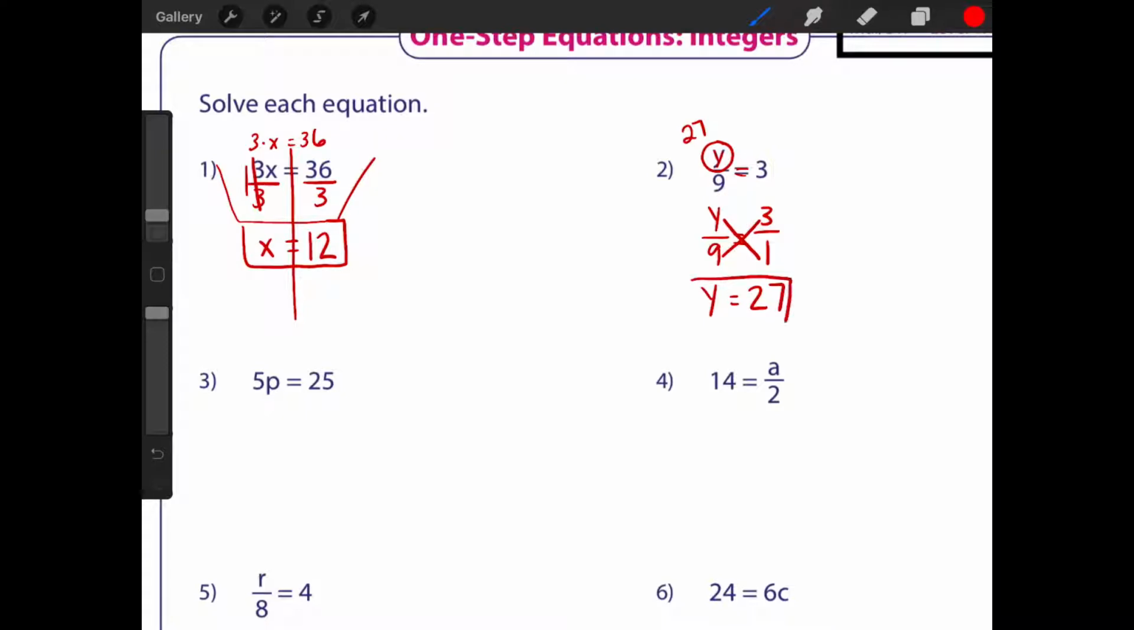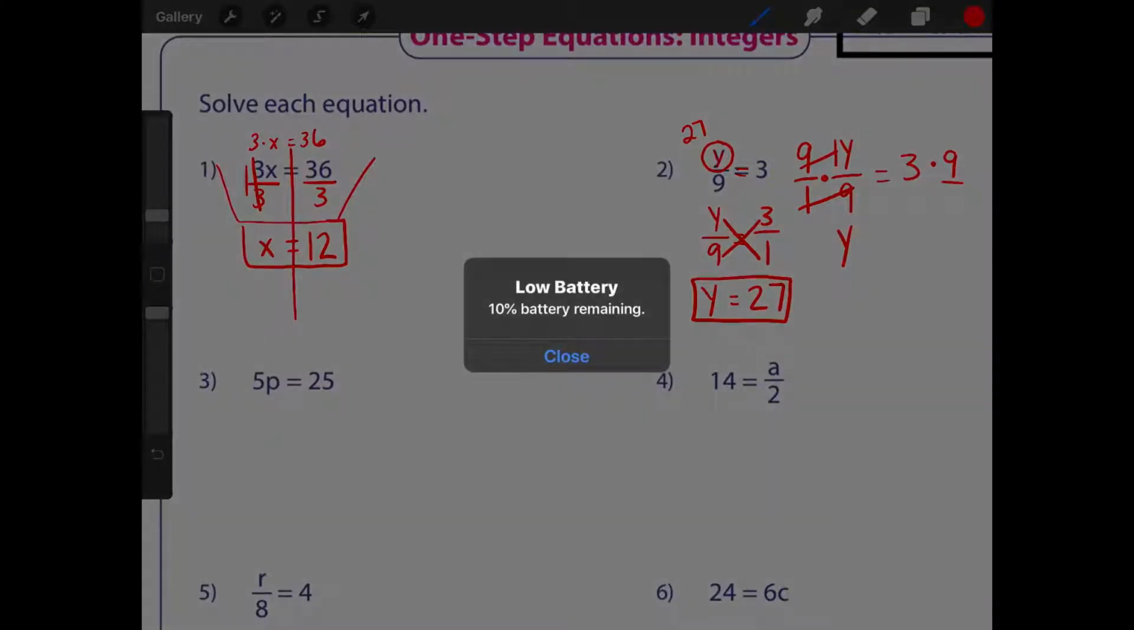Another method you can do is you can do the opposite. So if I have y over 9 equals 3, I can actually multiply this problem by the opposite of what it is. So this is actually 1y over 9. So I can multiply by 9 over 1. And if I do that, 9 times 1 is 9, 1 times 9 is 9, and that simplifies out to just y. But what I did to the left side, I also have to do to the right. So times this by 9 over 1.